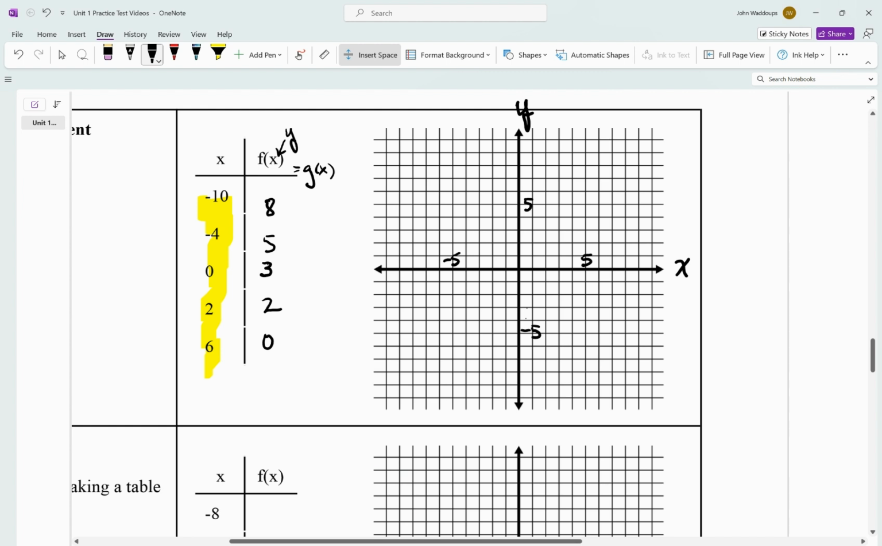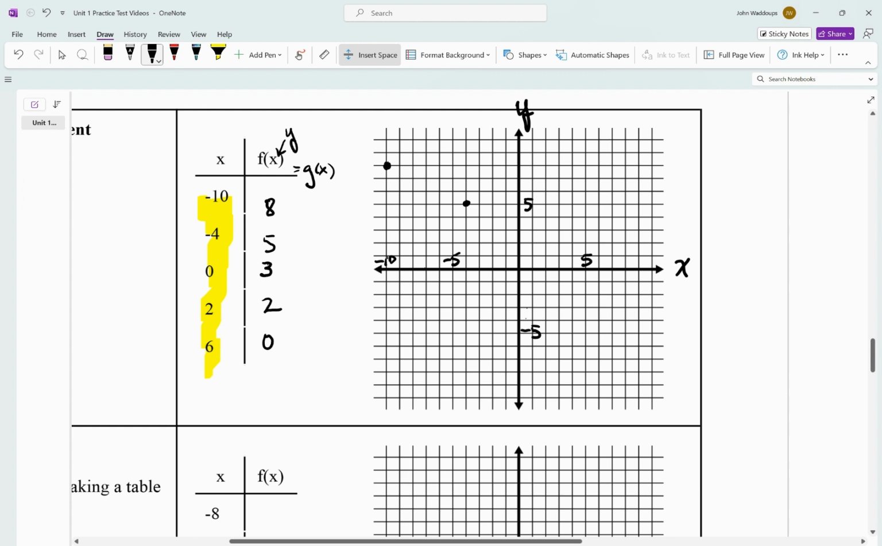And so negative 10, 8. Let's see, 6, 7, 8, 9, 10. Here's negative 10. Negative 10, 8 is up. Negative 10, 1, 2, 3, 4, 5, 6, 7, 8. It's up here. Negative 4, 5: negative 4, and then up to 5.